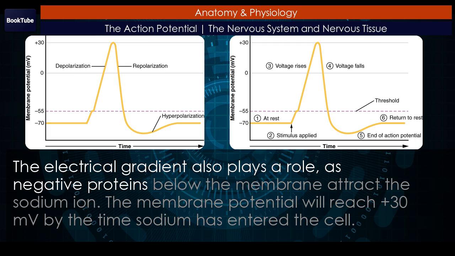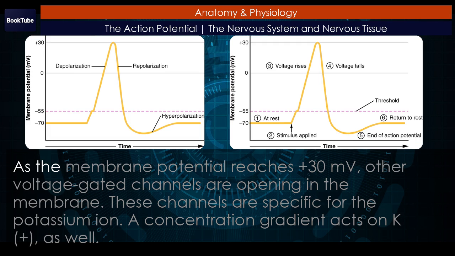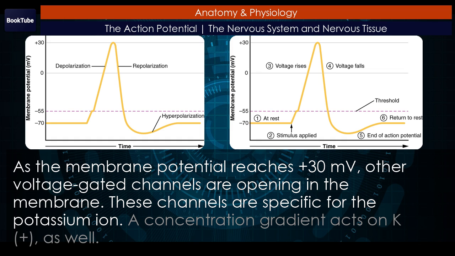As negative proteins below the membrane attract the sodium ion, the membrane potential will reach +30 millivolts by the time sodium has entered the cell. As the membrane potential reaches +30 millivolts, other voltage-gated channels are opening in the membrane. These channels are specific for the potassium ion. A concentration gradient acts on K+ as well.